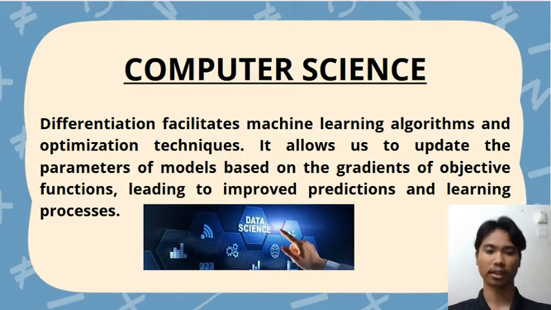Lastly, computer science. Differentiation facilitates machine learning algorithms and optimization techniques. This allows us to update the parameters of models based on the guidance of the objective function, leading to improved prediction and learning processes.